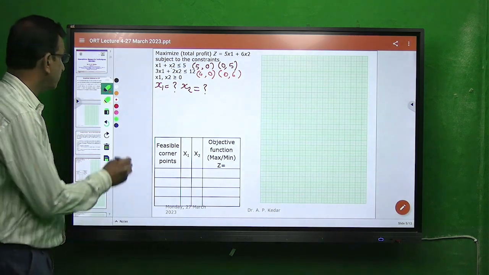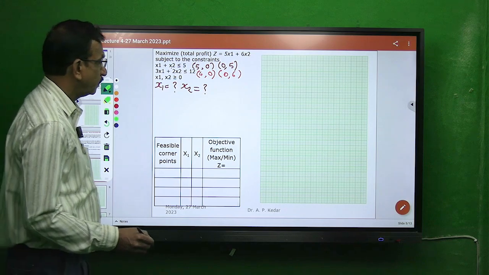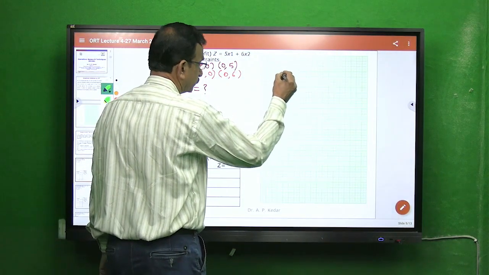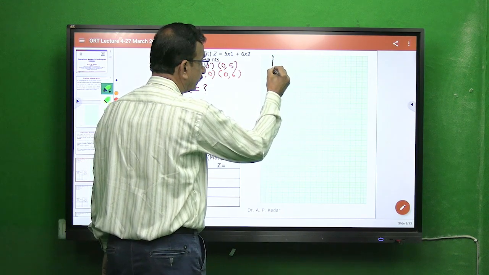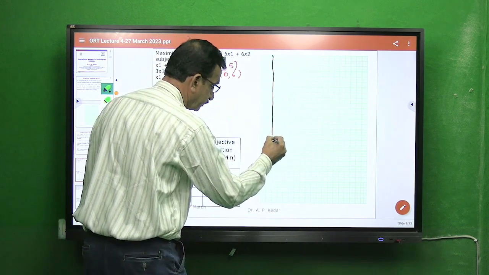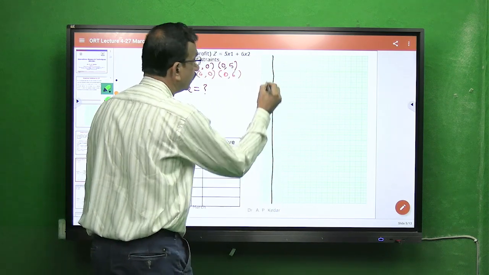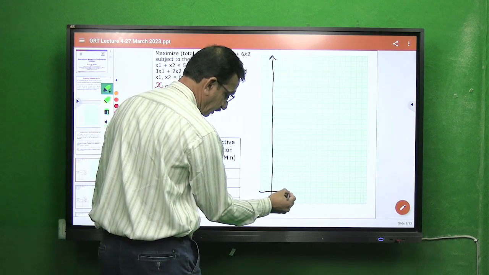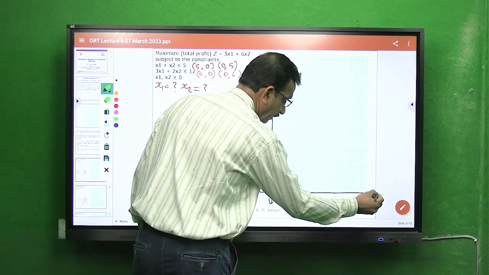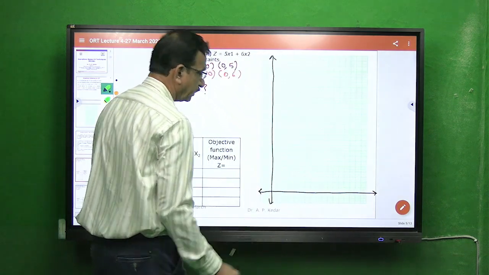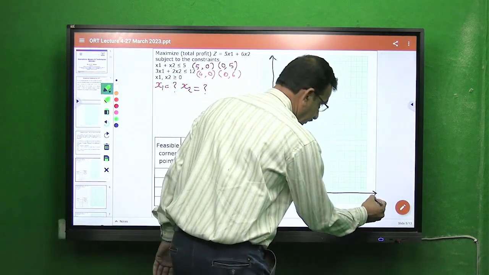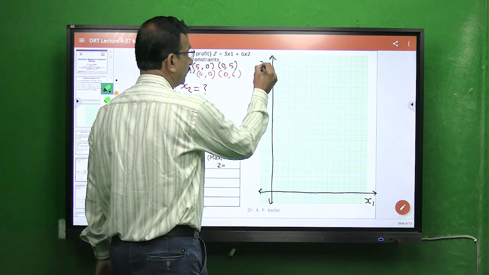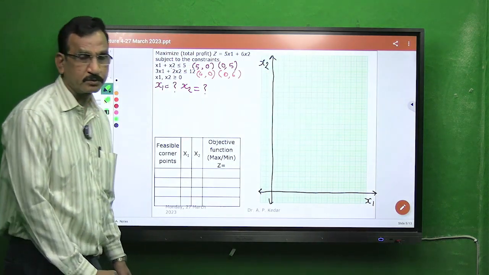So here our further task is to now plot these lines on the graph paper. So how should we do that? What I am doing is leaving 2 centimeters apart from the left edge. So this is one axis. Similarly, the same distance, I am moving on the right side. So the x-axis I will label as x1, and the y-axis I will label as x2. These are my decision variables.